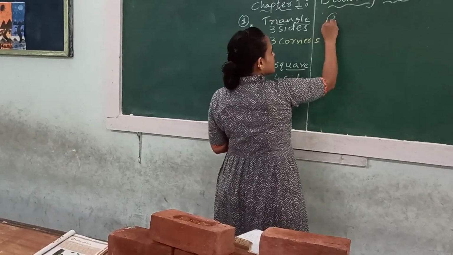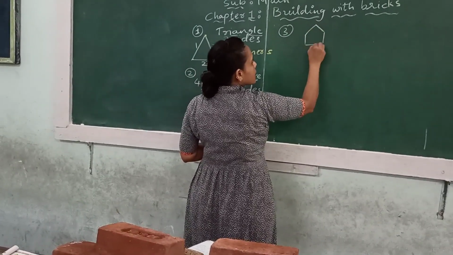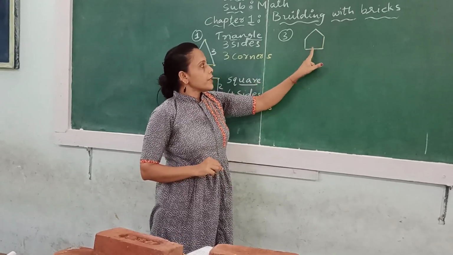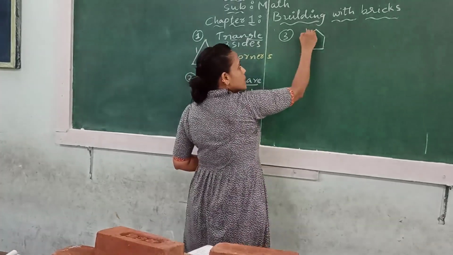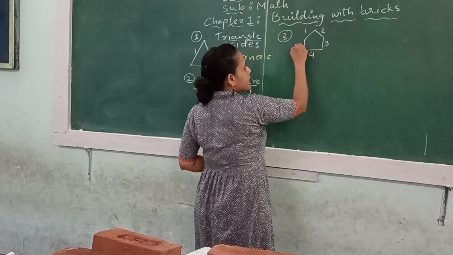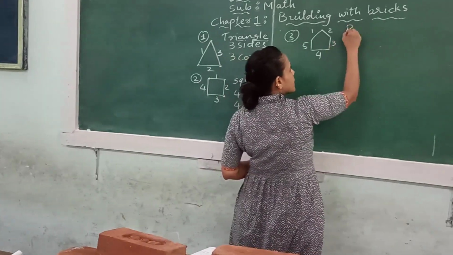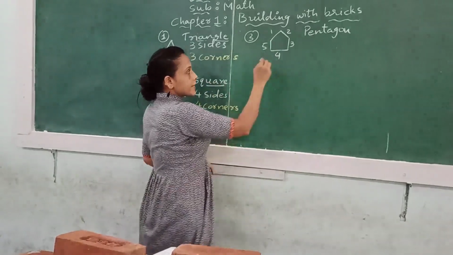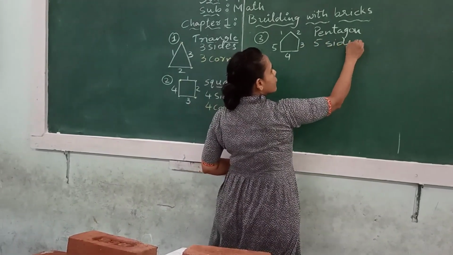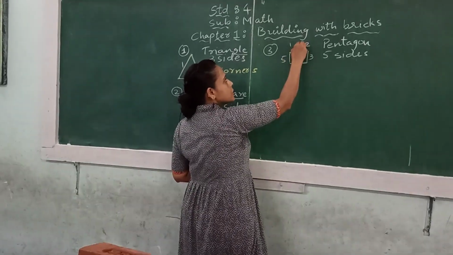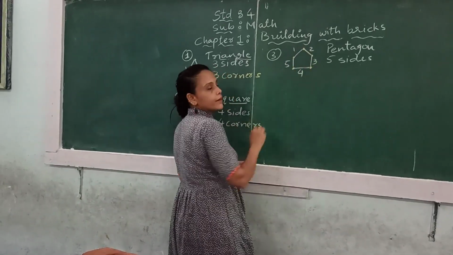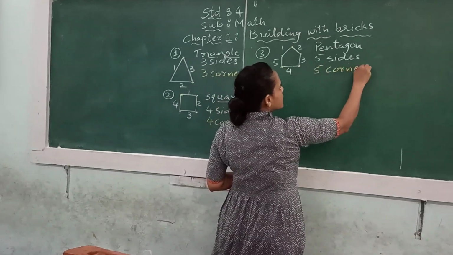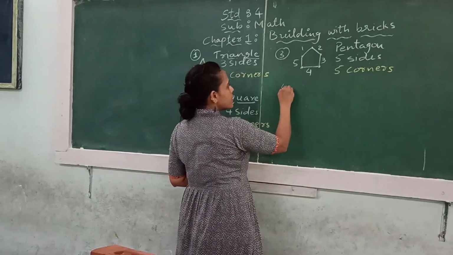Now, next geometrical figure is, identify, all of you, count the number of sides here. How many sides? 1, 2, 3, 4 and 5. So if the shape has 5 sides, that shape is called a pentagon. Now 5 sides, and now count the number of corners. 1, 2, 3, 4 and 5. So 5 sides and 5 corners.